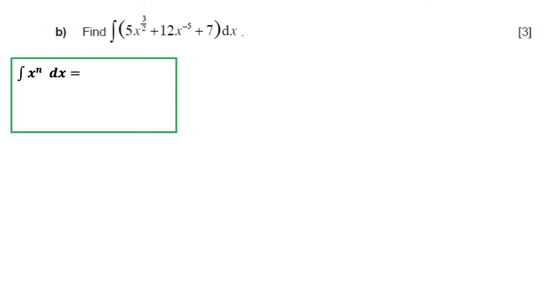Now to integrate, remember that integration is the reverse process of differentiation. So this time, if we have a look at the general formats, first of all, we're going to increase the power by 1, so it becomes x to the power of n plus 1.